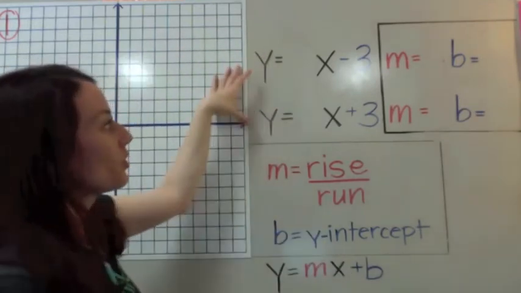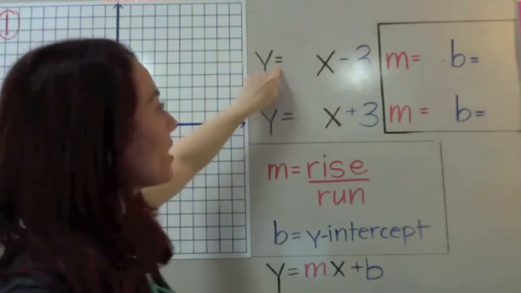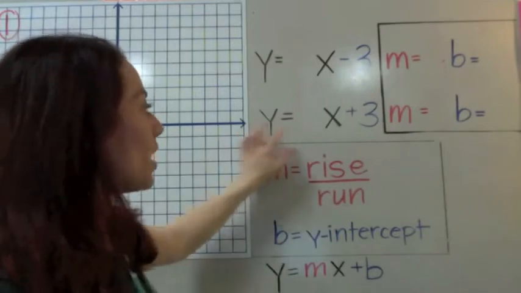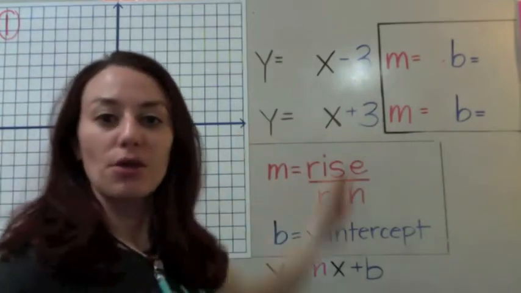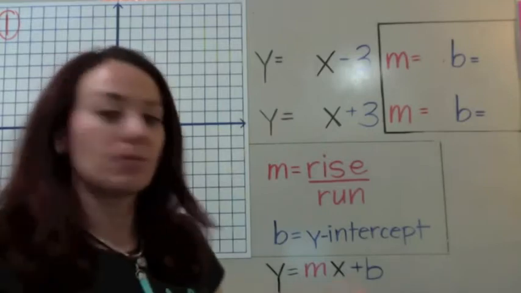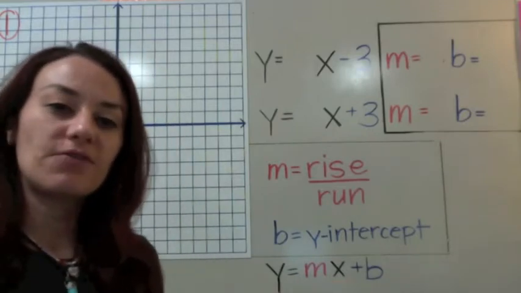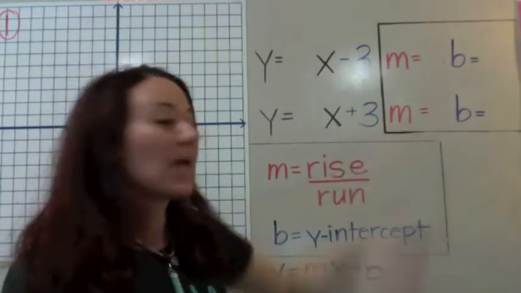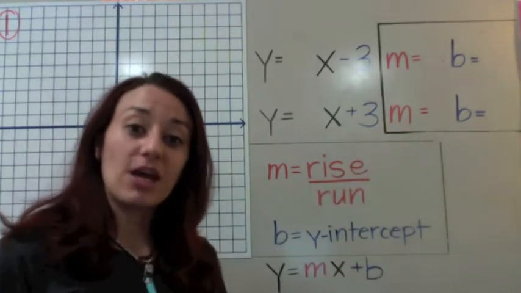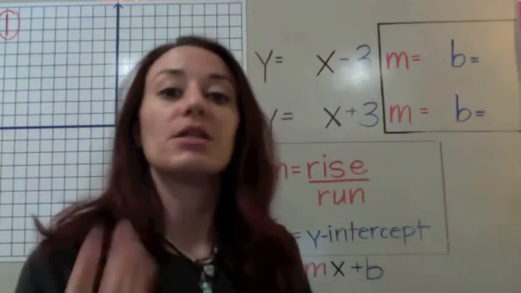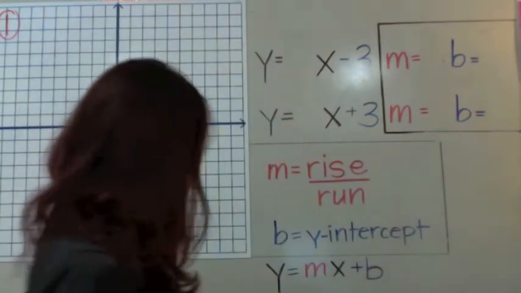You're going to see two equations. The first one is y equals x minus 3, and the second equation is y equals x plus 3. And remember, y equals mx plus b. So we're asked to identify the slope, which is m. Slope is what? M. And we're supposed to identify the y-intercept, which is b. What letter is the y-intercept? It's b.